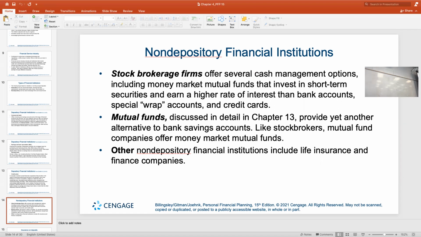Okay, other non-depository financial institutions are life insurance and finance companies. A lot of life insurance companies have a lot of money that they're investing, because they're taking all of our premium dollars, and a lot of us have annuities through them and so forth. A lot of these life insurance products also have investment components in them. So they're also seen as non-depository financial institutions.